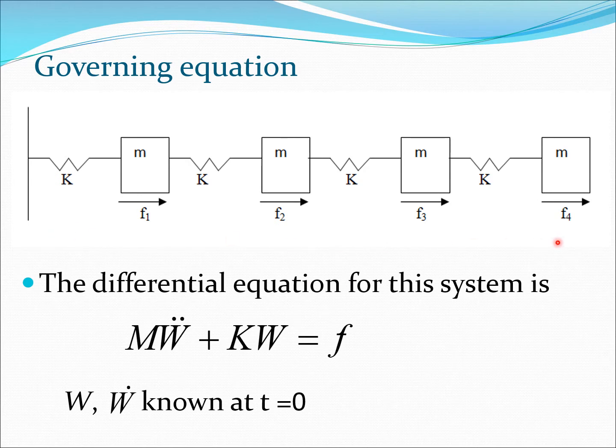So now I can take this system, essentially a lumped mass system, and I can write a differential equation for this system as we have discussed before. This is very similar to a 2DOF system. We can calculate the equation of motion for this system also. Now we will generally have W dot known at time t equal to 0, so then we can solve the equation for this system for W of t.